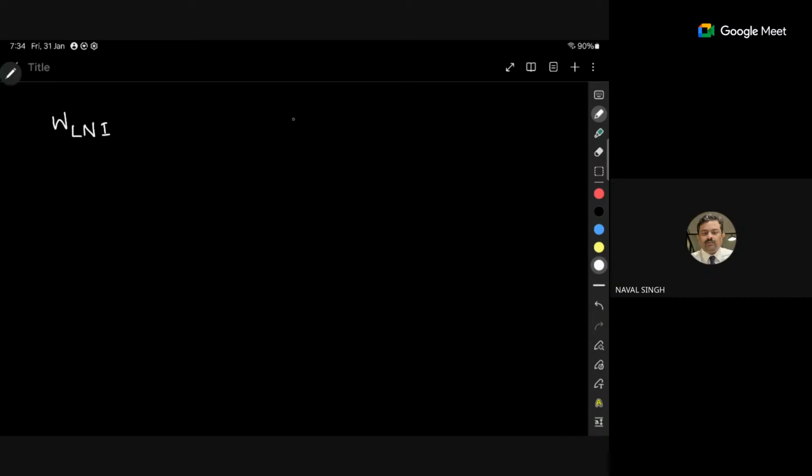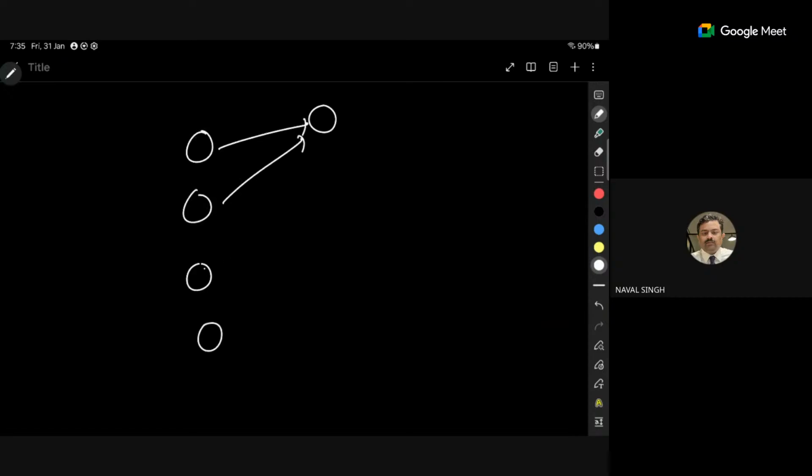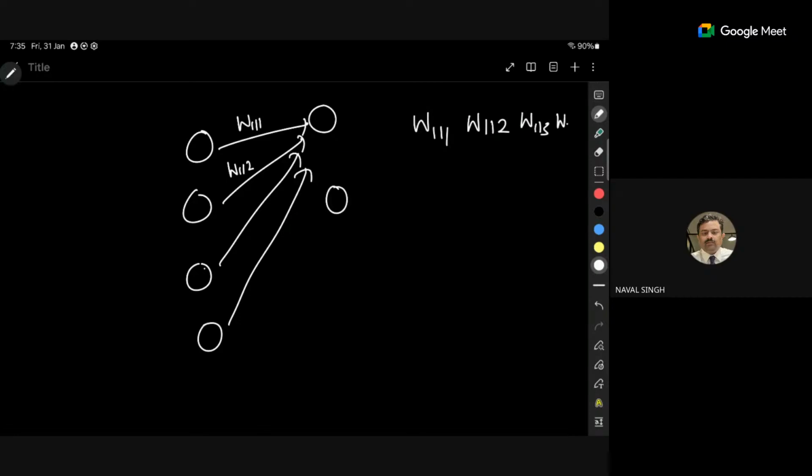So let's say this is a hidden neuron, and these are the inputs. So these are going to be the inputs of this, right? How will you write the weights of this? Let's say this is the first layer. So one layer, first neuron. If another neuron is there, then you say two. But this is the first neuron, and the weight coming in is going to be 1 1 1. If I write another weight, that is going to be 1 1 2, right? So like this, we will have 1 1 3 and 1 1 4.